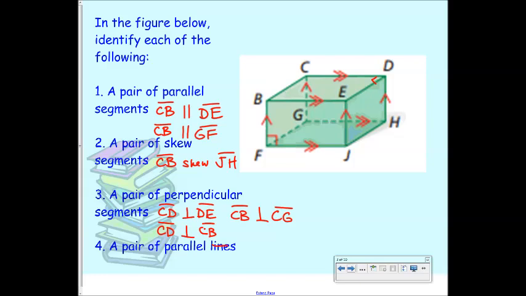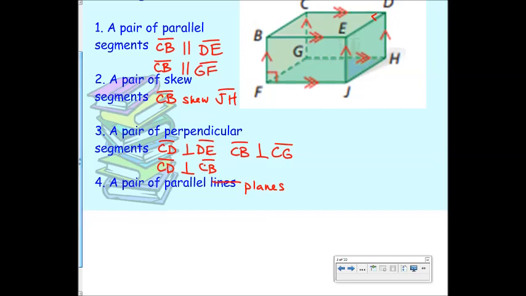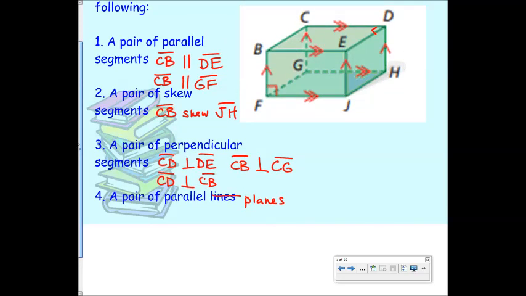All right, and then this is meant to say planes. Sorry. Yeah, we already did that one. All right, so give me a pair of parallel planes. Give me one plane. Name a plane. CFJ. CFJ would not be a plane. CFG. Okay, CFG would be a plane. What side of the box is that? Left side of the box.